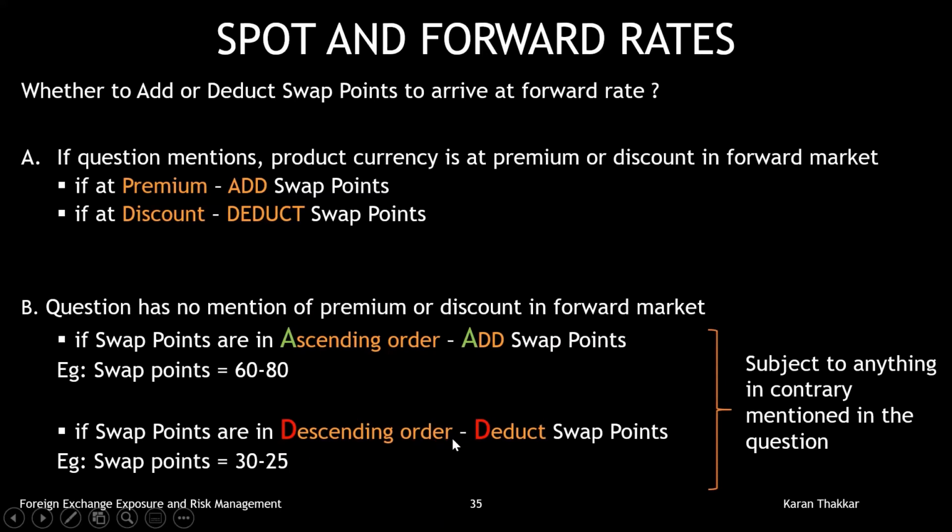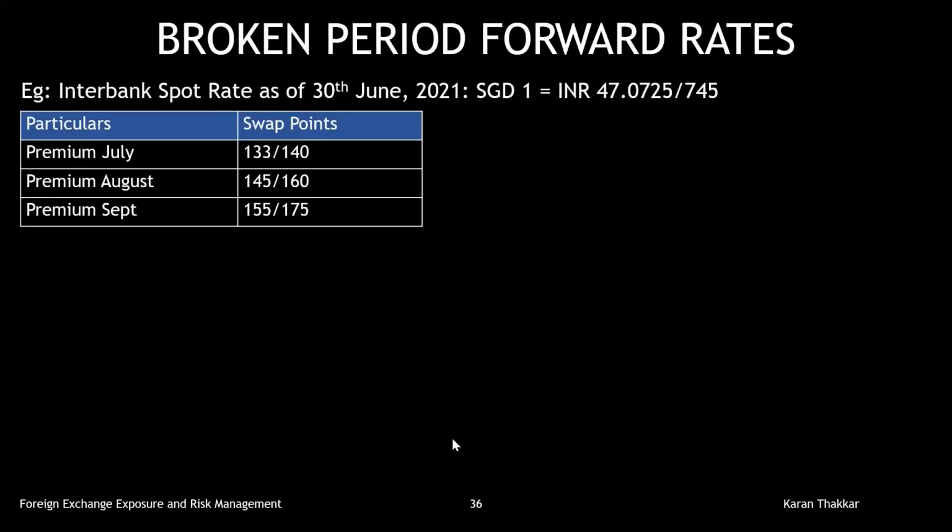So now that we know what swap points are and whether we add them or deduct them, you should also know that the forward rates are generally interbank rates and they are given for standardized dates, which is generally the end of the month. So as an example, the spot rate can be say one Singapore dollar is 47.0725 to 47.0745 INR, and notice how the quote is given. It is given in a different manner than what we are accustomed to seeing.